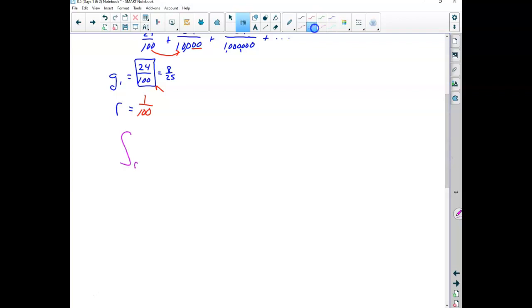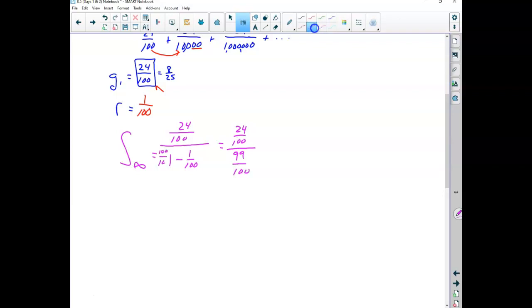So then the sum of my infinite series is going to be 24 over 100 divided by 1 minus, excuse me, R, 1/100th. Well, that gives me 24 over 100, divided by 99 over 100, because over here I got to get a common denominator.